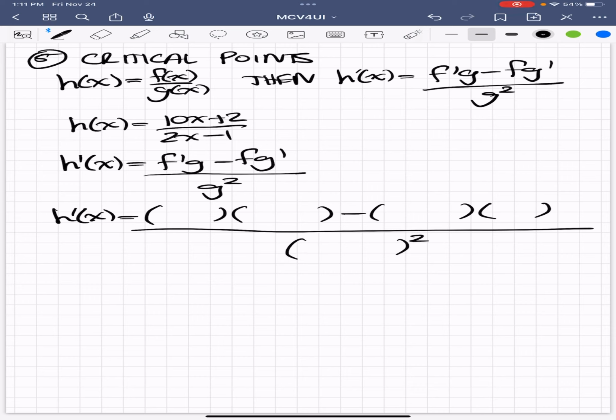So g of x is 2x minus 1, so we're going to put that right here and right here. F of x is 10x plus 2, so 10x plus 2 would go here. And then the derivative of f of x is just 10, using the power rule with the 10x and the constant rule involving derivatives with the plus 2. And then the derivative of g of x, which is 2x minus 1, would be 2.